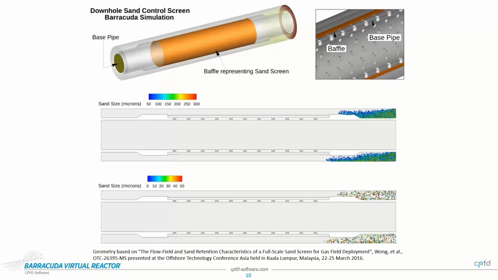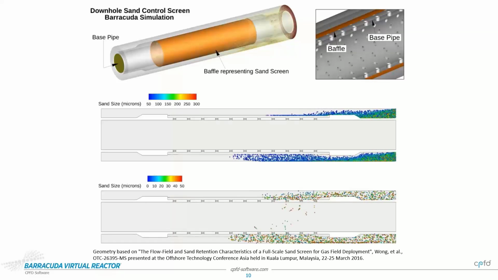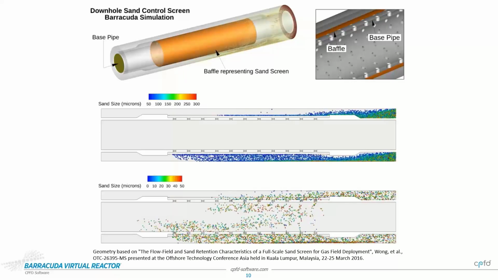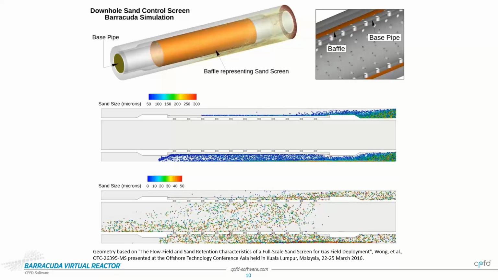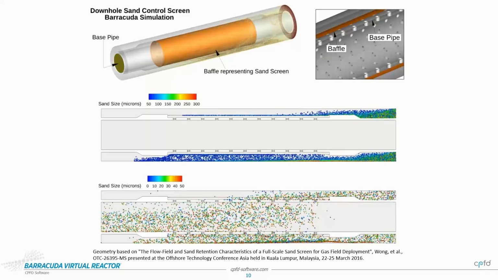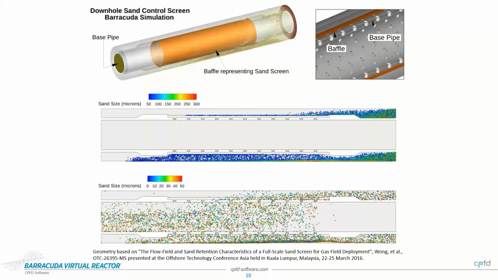To illustrate how this new size-based filtering capability can be used, we've simulated a field-scale downhole sand control screen model. The model geometry is based on the work of Wong 2016, and we've applied flow BC and pressure BC definitions to illustrate the filtering of particles.